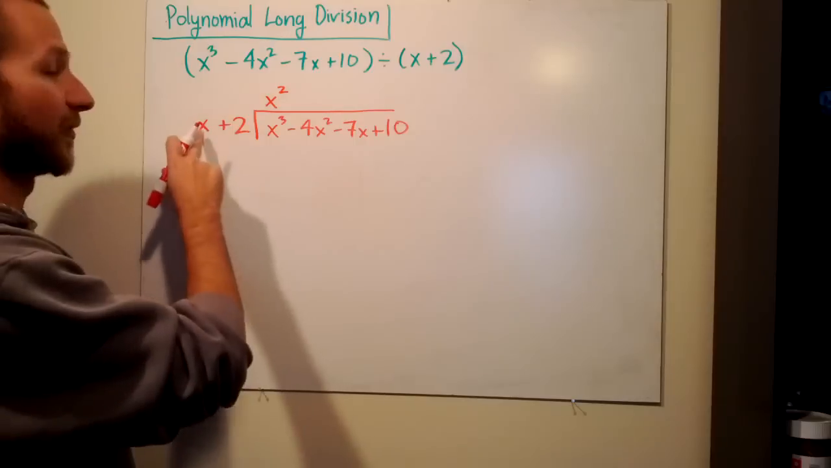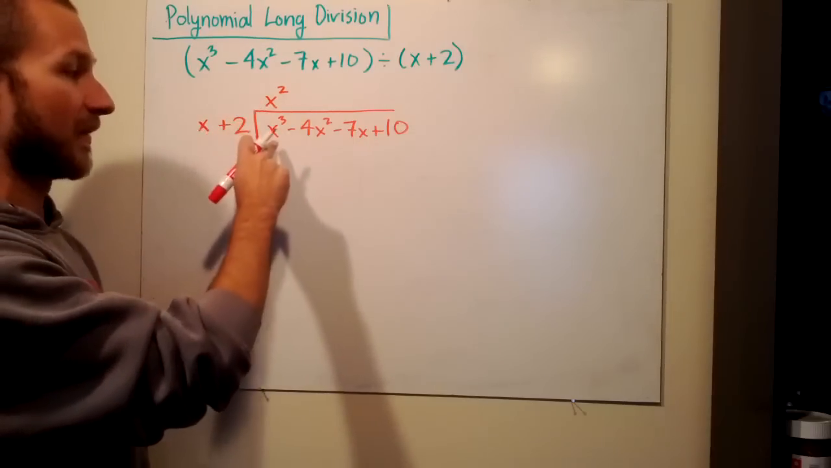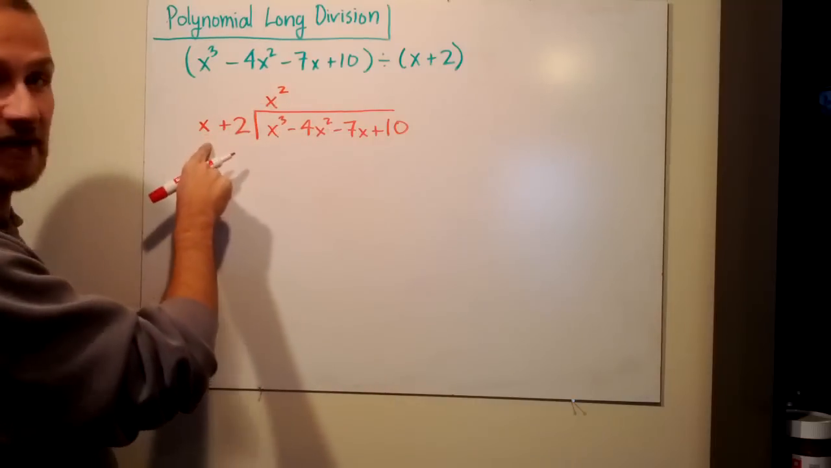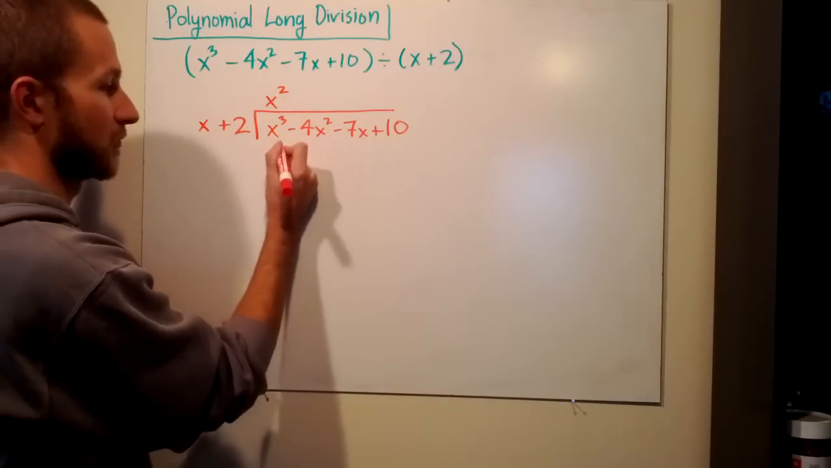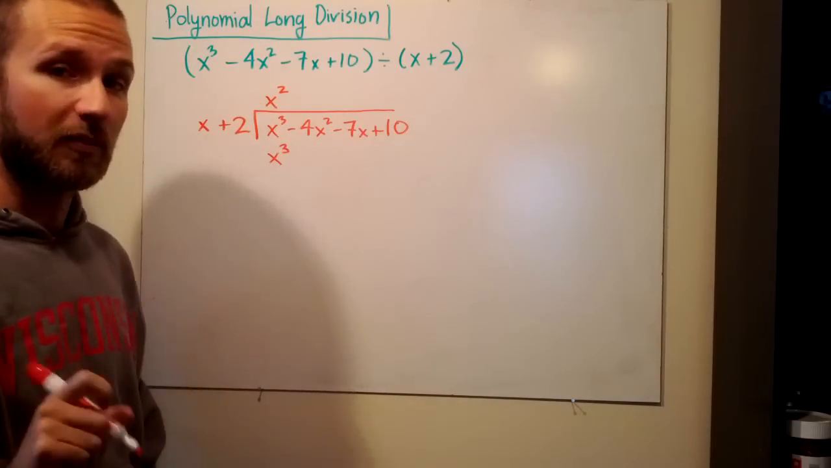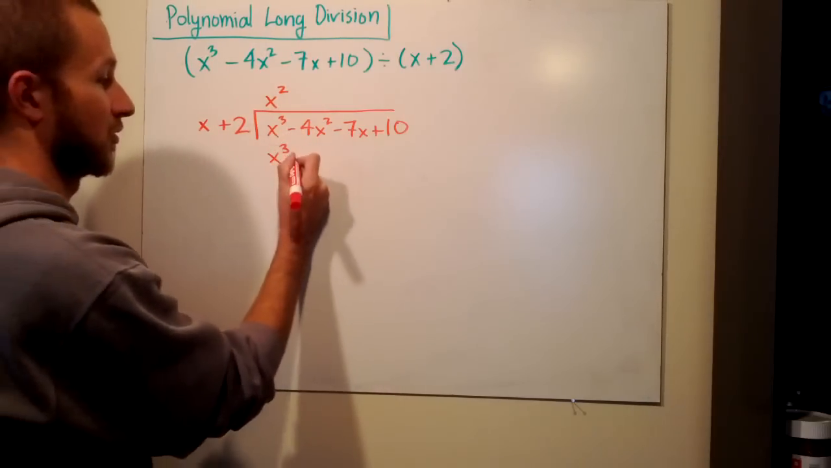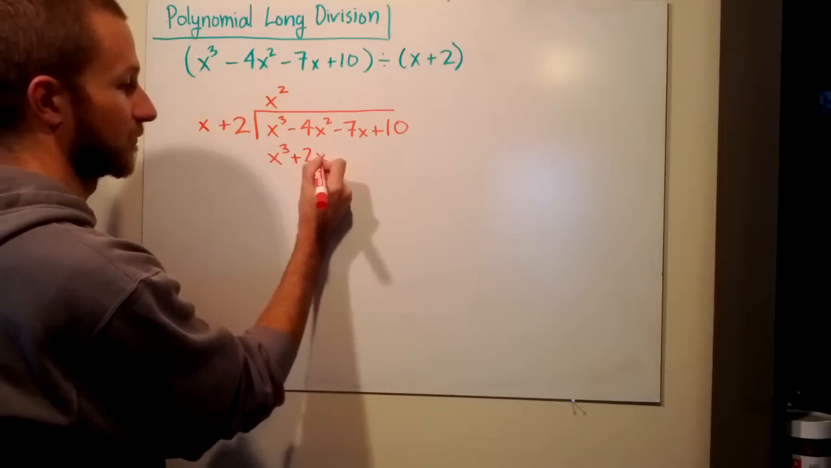So again, if I multiply x and x squared, that gives me x cubed. Now x squared times x gives me x cubed. And then I'm also going to multiply that by this term. So x squared times 2 is plus 2x squared.